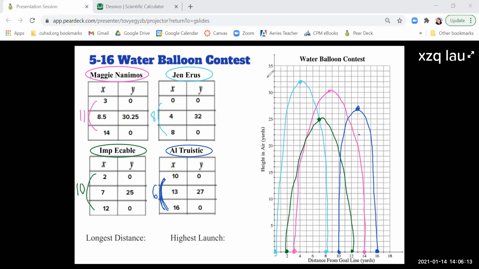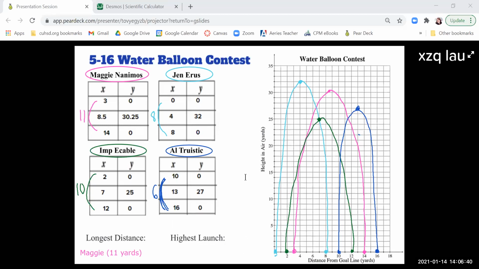All right, so when we decide who's the winner here, I already did some of the work for the longest distance. Do you see how the distance between the launch and landing points for Maggie is 11, and that's bigger than any of the other distances from launch point to landing point. So that means that Maggie is the winner of the longest distance with her 11 yards. Okay.